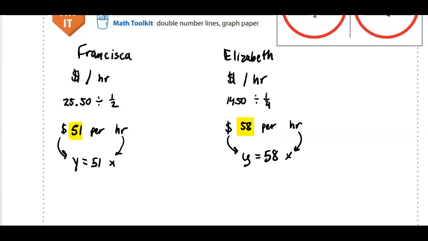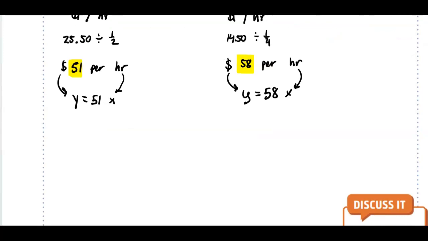So now to figure out how much they make in 3 hours, we just got to plug in. y is equal to 51 times 3, plugging in for hours. And for Elizabeth, y is equal to 58 times 3, plugging in for hours. So when I do this multiplication for Francesca, I get 51 times 3 is $153 in 3 hours. And for Elizabeth, 58 times 3 is $174.